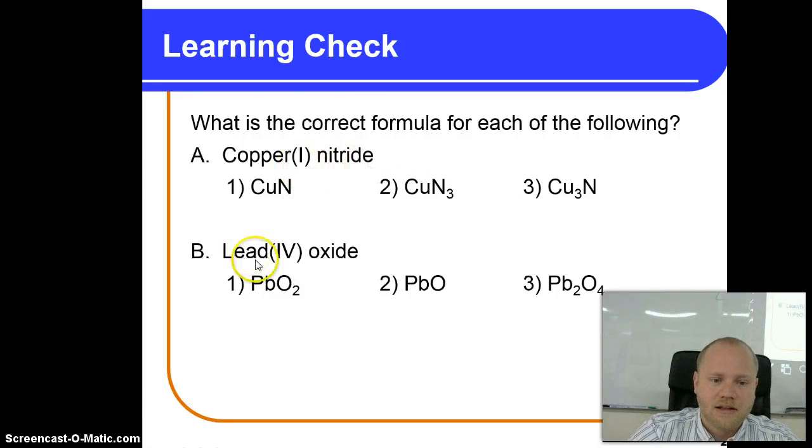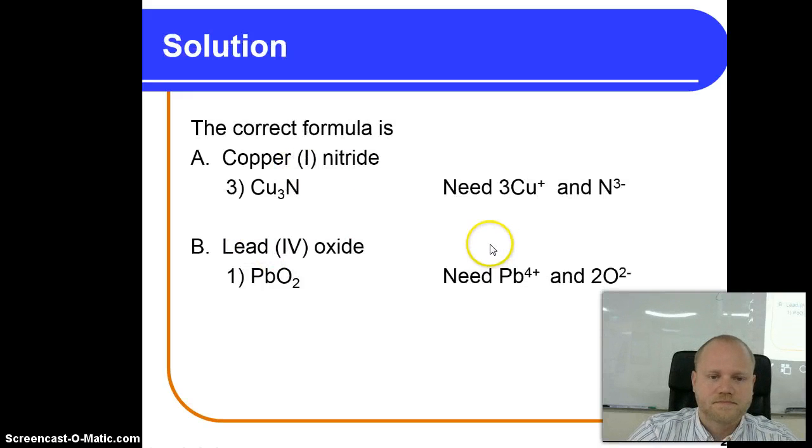So go ahead and take a minute to find the proper chemical formula for copper I nitride and lead IV oxide. There it is. So we have 3 coppers per 1 nitride, so it's Cu3N. And since lead has a charge of +4 and we have 2 oxygens, to balance that we have PbO2.